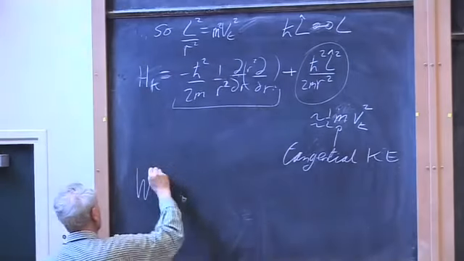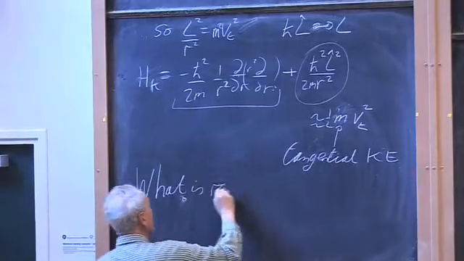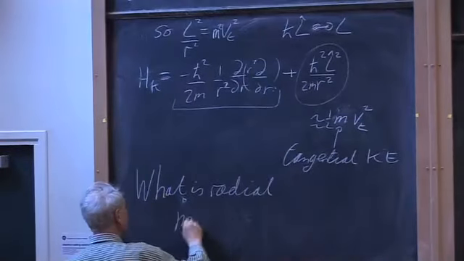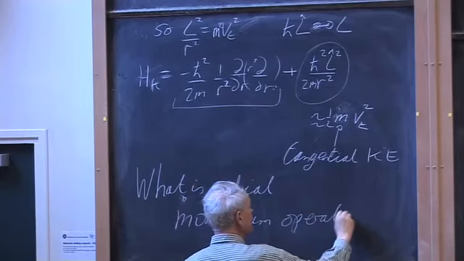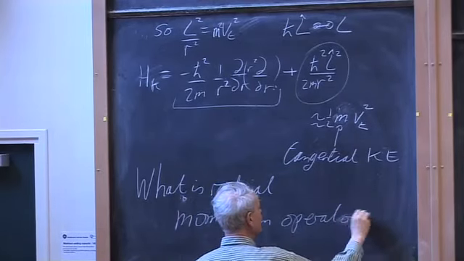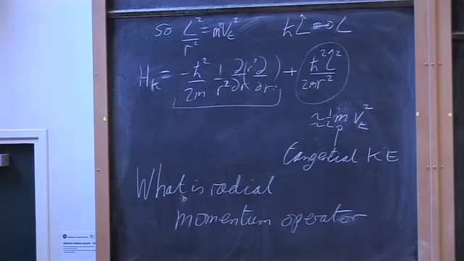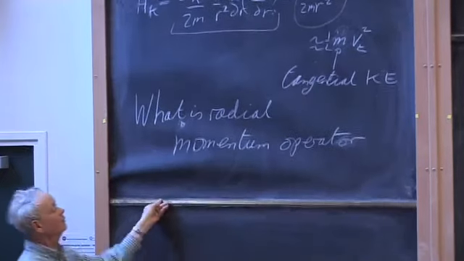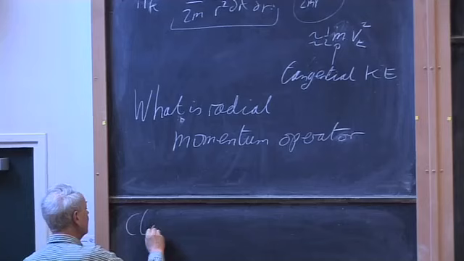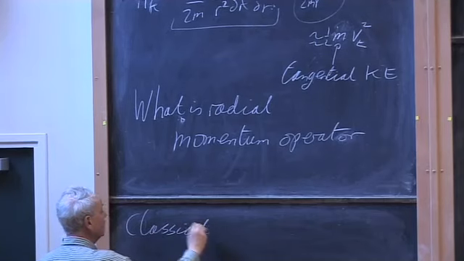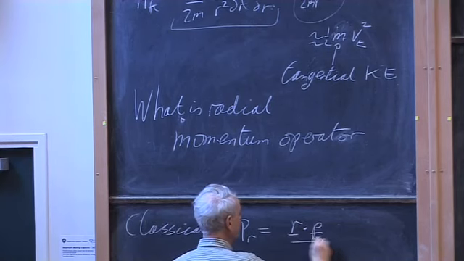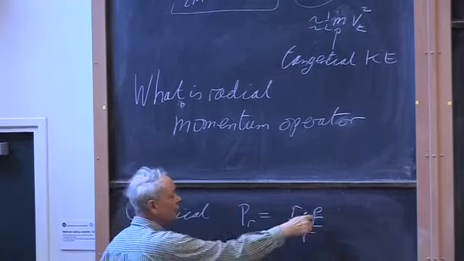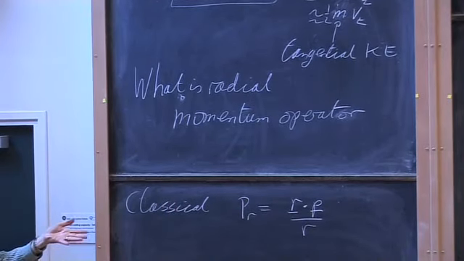So the question we want to address now is, what is the radial momentum operator? We found the tangential operator. We found in some sense the tangential momentum operator in this sense, L, and now we want to find the radial one. So classically, momentum is a vector, and we can say that the radial momentum is simply r dot p over r. In other words, the unit vector r dotted into p must surely be radial momentum, momentum in the radial direction.